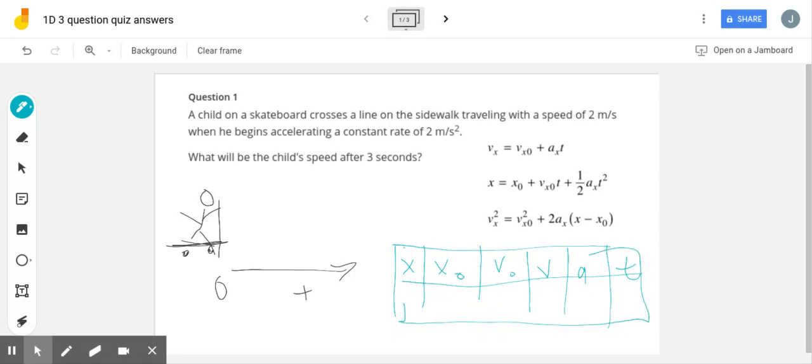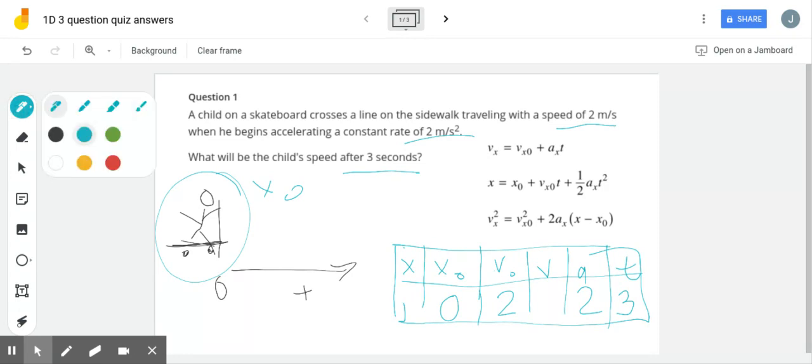All right, what do we know? Traveling with a speed of 2 meters per second, that's v naught, 2. Accelerating at a constant rate of 2 meters per second squared, acceleration is 2. You can see him here. This is his x naught, he's at 0. What will be the child's speed after 3 seconds? T equals 3. And so we want v. That's our final speed. So I'll put a little question mark there.